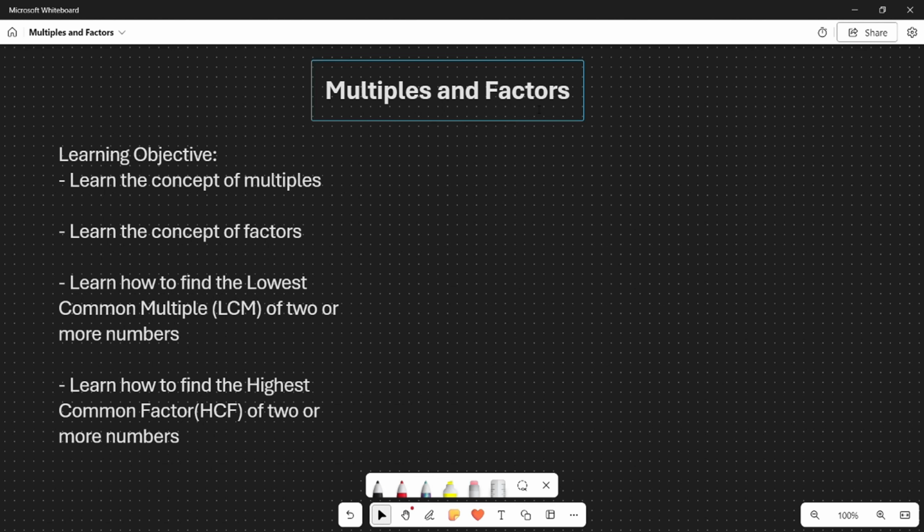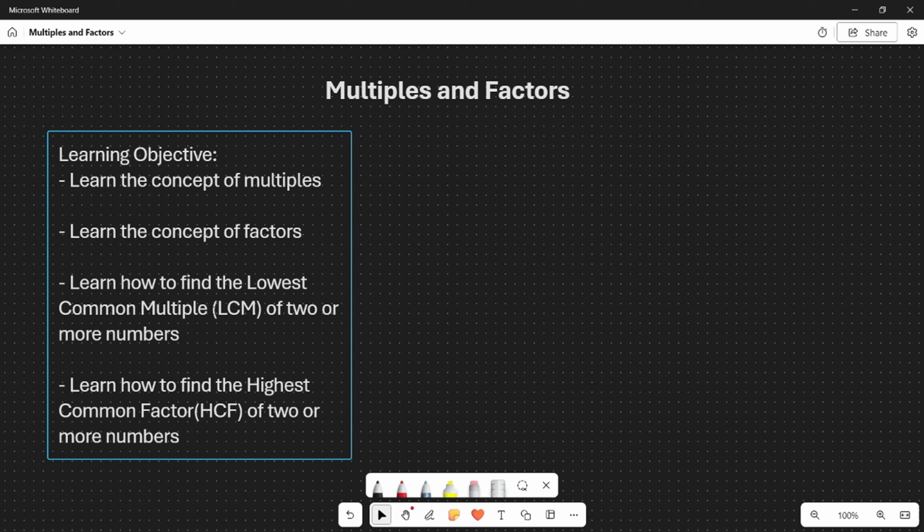Today we'll be looking at the concept of multiples and factors. Our learning objectives will be to learn the concept of multiples, learn the concept of factors, learn how to find the lowest common multiple of two or more numbers, and learn how to find the highest common factor of two or more numbers.